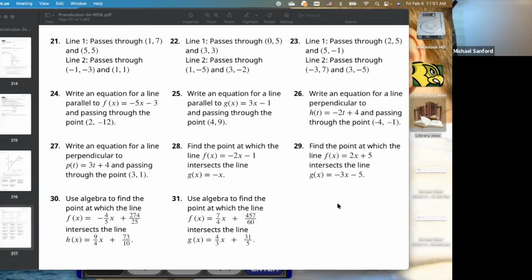How about 24? So we want to find a line parallel to f of x equals minus 5x plus 3 and passes through 2, -12, like that.